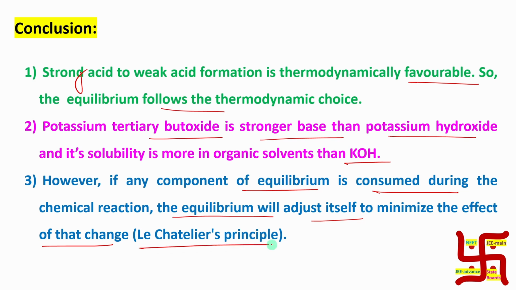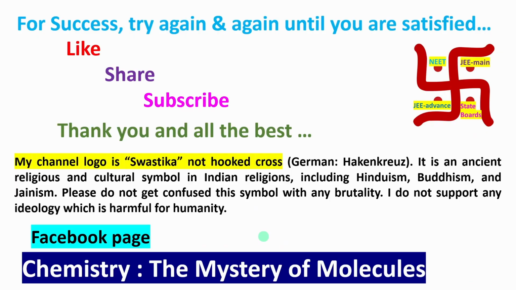This is actually an extension of Le Chatelier's principle. Now why? Because the equilibrium constant is fixed at a particular temperature. If you consume any product, so the product concentration or reactant concentration decreases, so the equilibrium constant is expected to change, but that will not happen. In order to keep this equilibrium constant unchanged, the equilibrium will readjust itself. Okay, so this is the overall discussion.